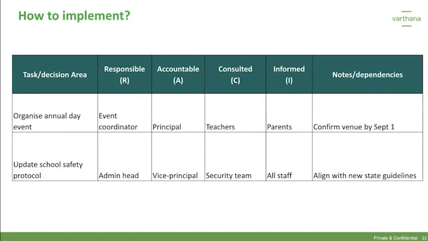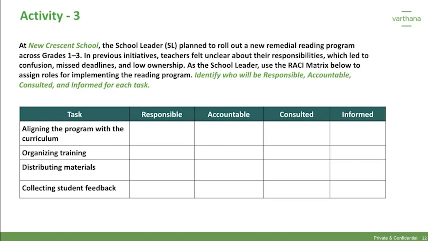Like in the previous task, organizing the annual day event, the event coordinator is the responsible person. Like this, we have to assign the person. The academic coordinator, aligning the program with the curriculum, may be the responsibility of the academic coordinator. Correct answer. Accountable to the principal, consulted with all teachers, informed to the students and parents, right? Informed parents or teaching staff also. Mainly teaching staff. Thank you, ma'am.